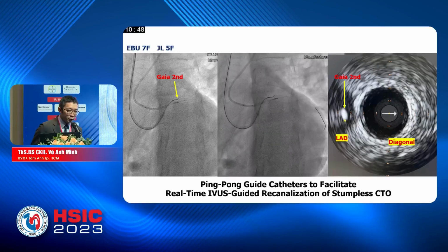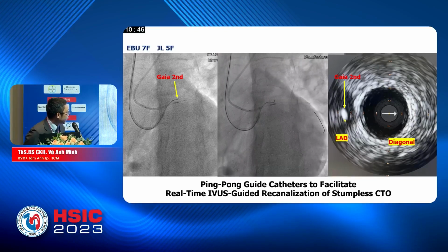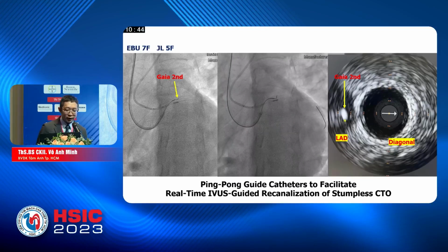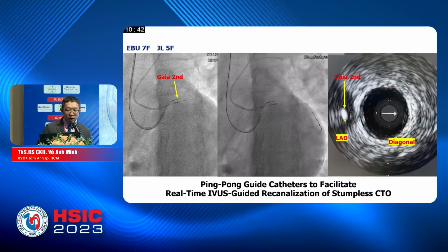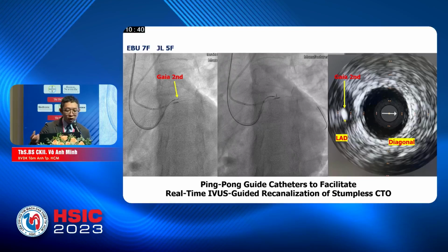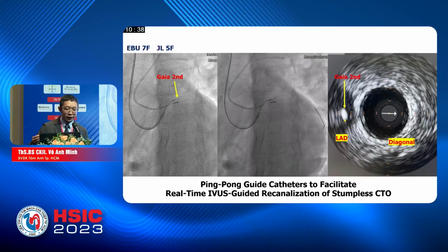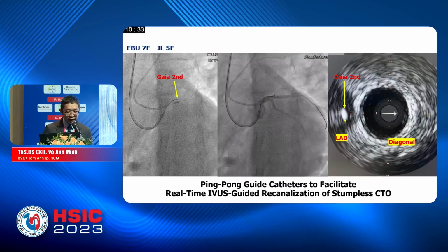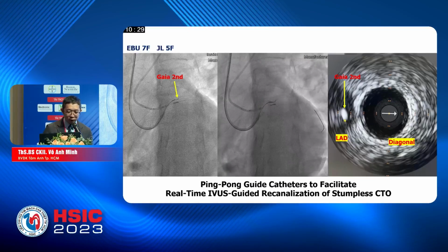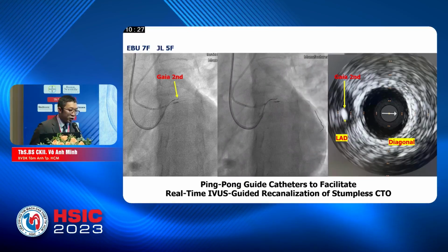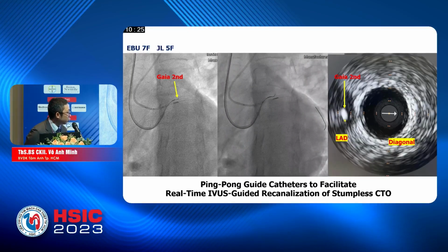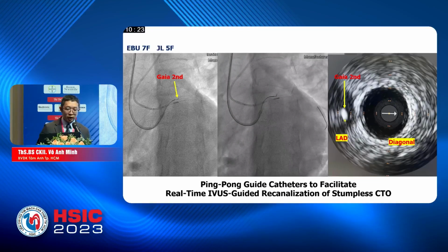So I put the IVUS tip at the proximal cap of the CTO, and it jumps backward and forward following the heartbeat, so we can see before and after the proximal cap, and then we use the Gaia Second to puncture the proximal cap. It's a very important step. And when we saw this picture, it is wonderful. Almost the guide wire is already in the true lumen.